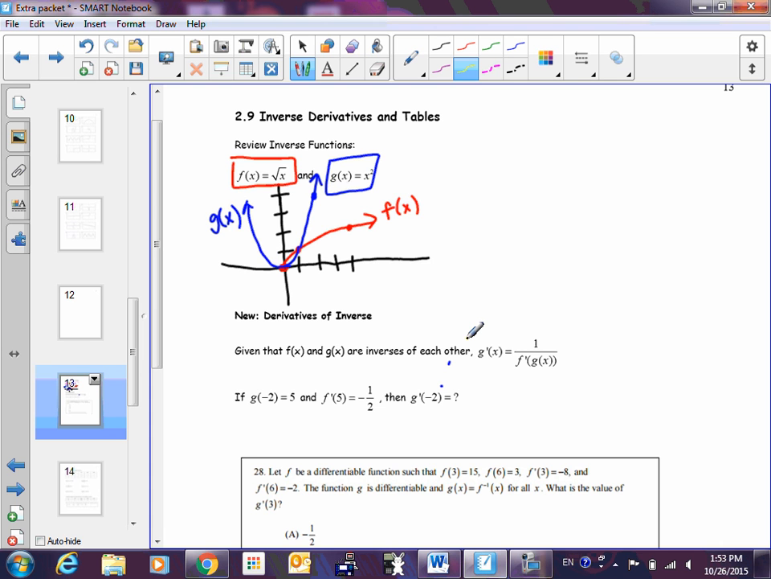So, anything you notice about these two graphs? Keep in mind, we're really not going to pay attention to that part of the parabola. Or anything you remember about inverse functions from Algebra 2 or pre-calc. There is a reflection. They're reflected across that line. Anybody know the equation of that line? Y equals x.